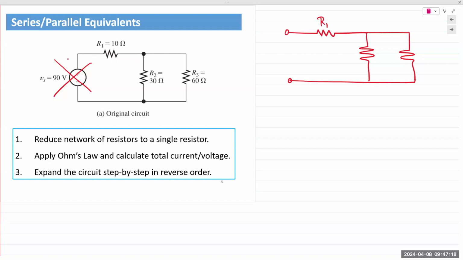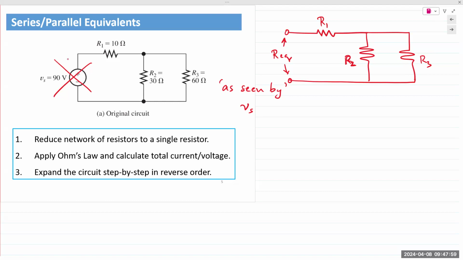Okay, so we have R1, we have R2, and we have R3. So we'll find Req as seen by the source. And so Req between these two terminals, as seen by Vs. So again, anytime you use this technique, you have to remove the source from the circuit, and you determine Req as seen from the perspective of the source itself.